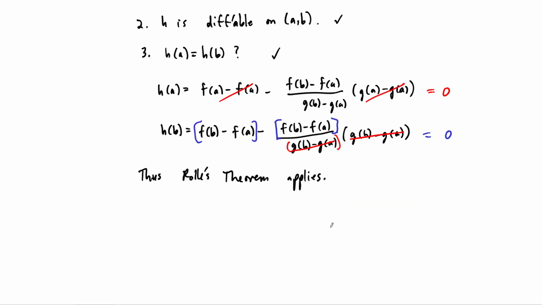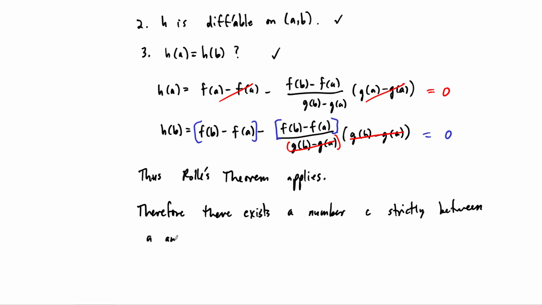All right. Therefore, what does Rolle's theorem tell us? So therefore, there exists a number c strictly between a and b such that, I'll abbreviate, h prime of c is equal to 0. That's the conclusion of Rolle's theorem.